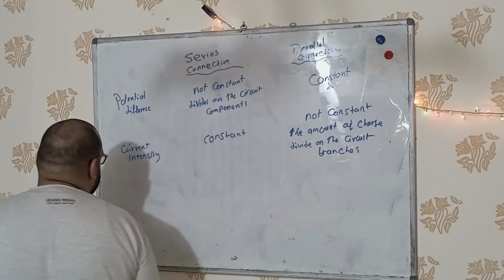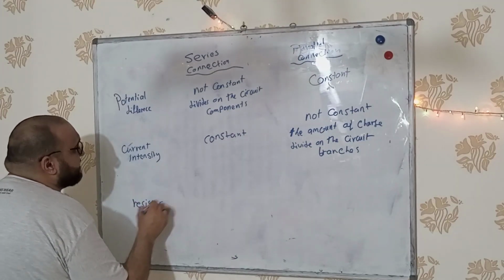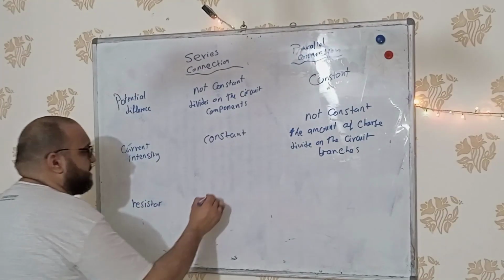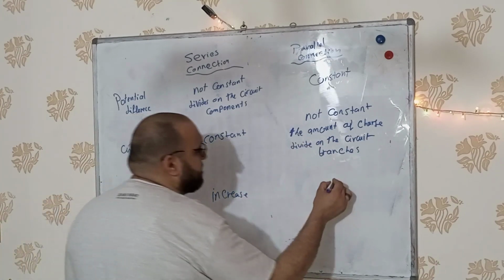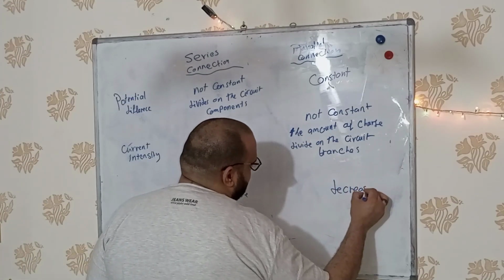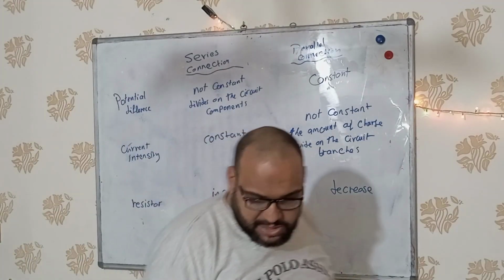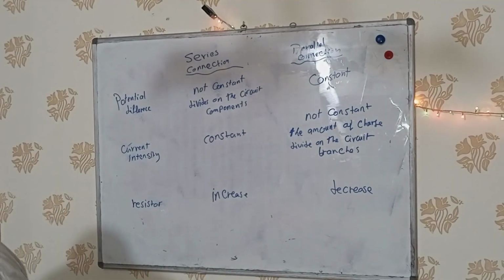The last one is the resistor. As we said, in series connection, resistance increases. In parallel connection, resistance decreases. Returning back to the presentations, the last lesson presentation. So the first part of this presentation is for reading. First slide.